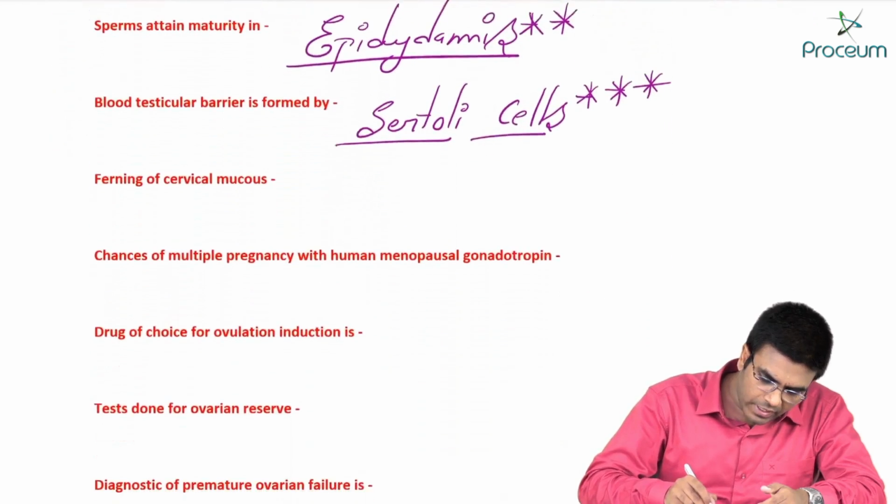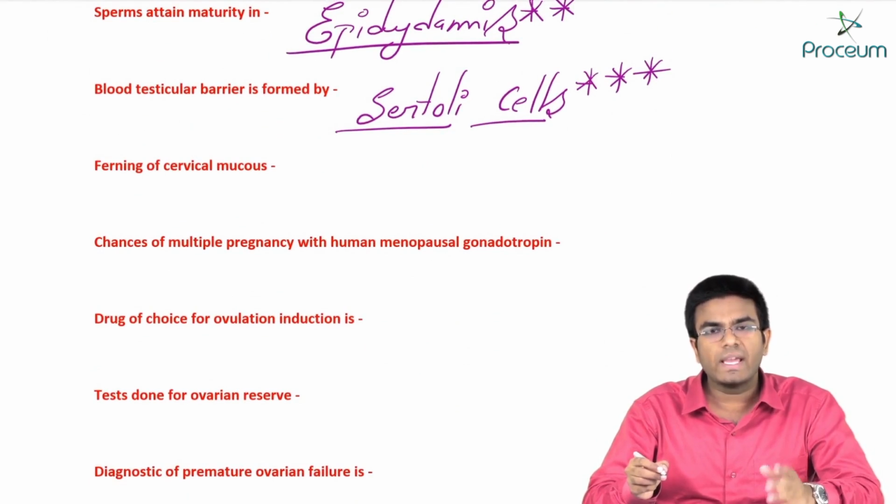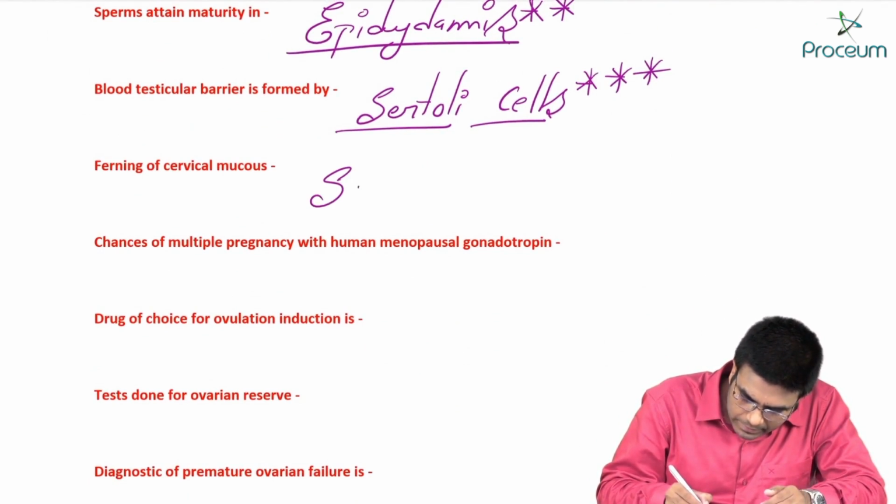Next, ferning of cervical mucus. Ferning of cervical mucus is known as spinbarket.